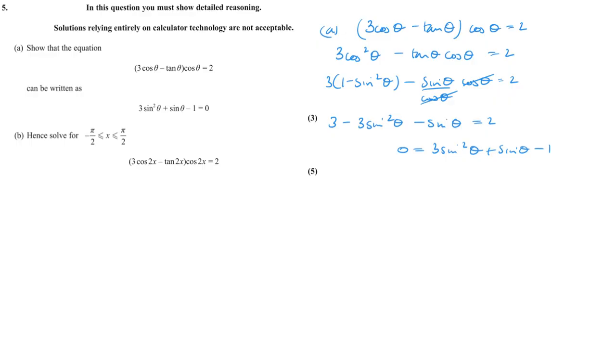Very easy. Now let's look at part B. Hence solve, for x between minus pi by 2 and pi by 2, that 3 cos 2x minus tan 2x cos 2x equals 2. Okay, so first let theta equal 2x.